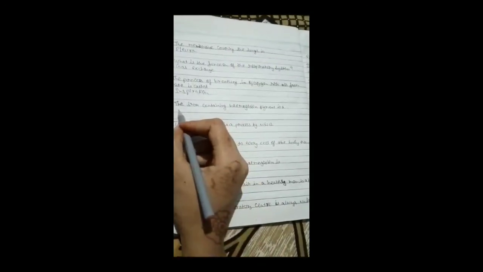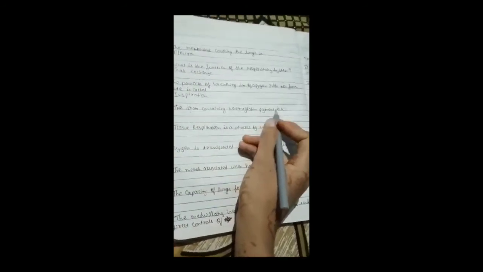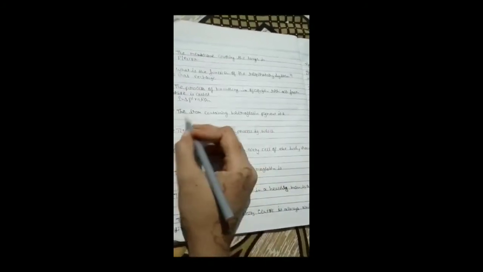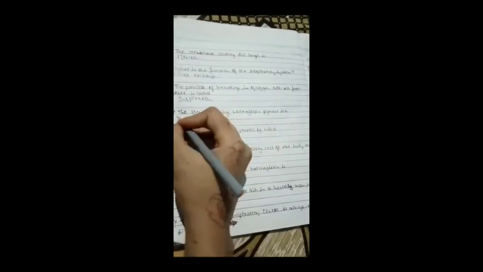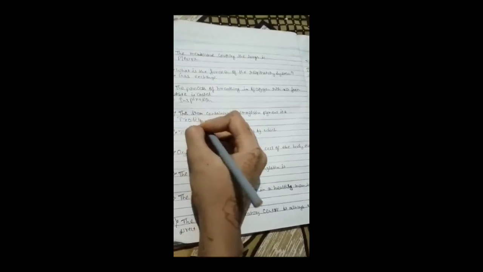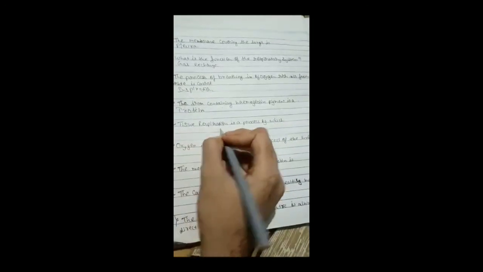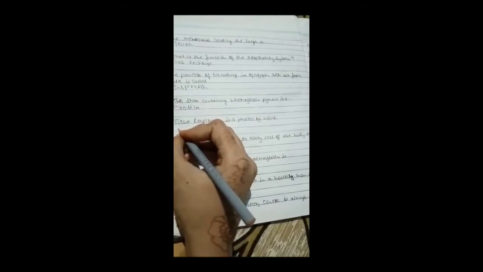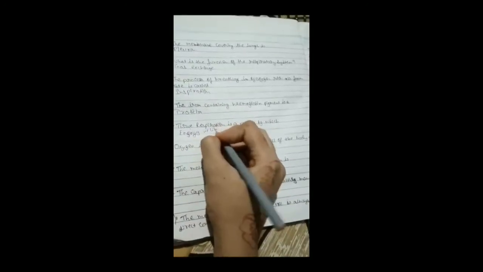My 22nd question is, the iron-containing hemoglobin pigment is a? Answer is protein. My 23rd question is, tissue respiration is a process by which? The answer is energy is liberated.